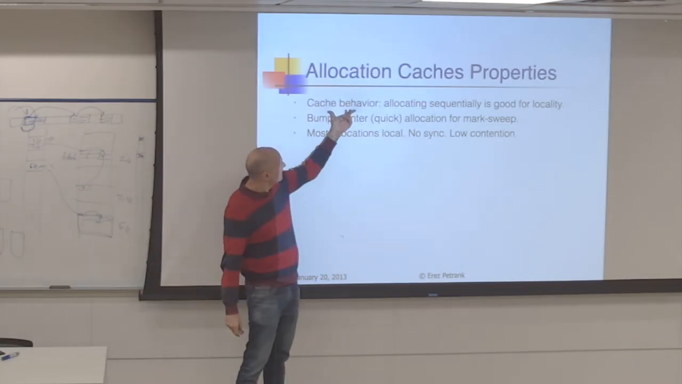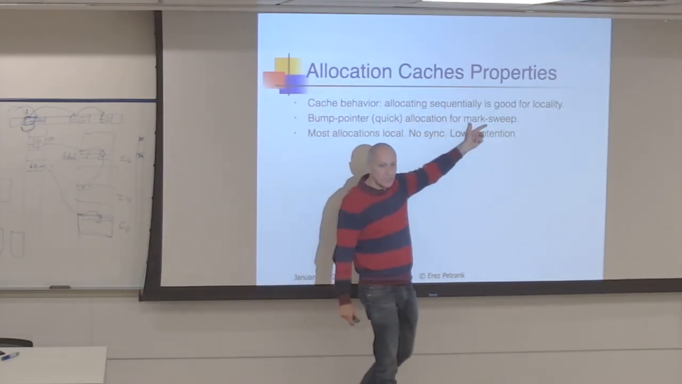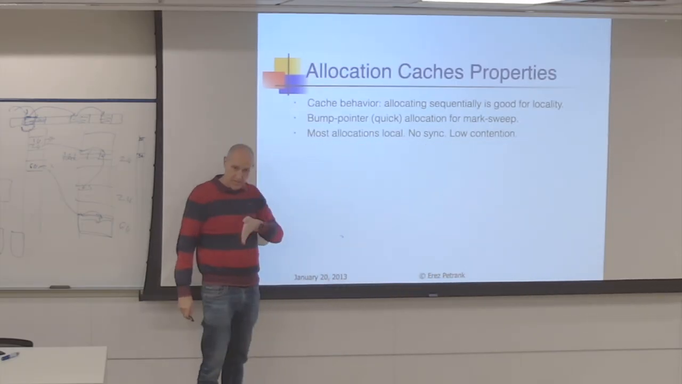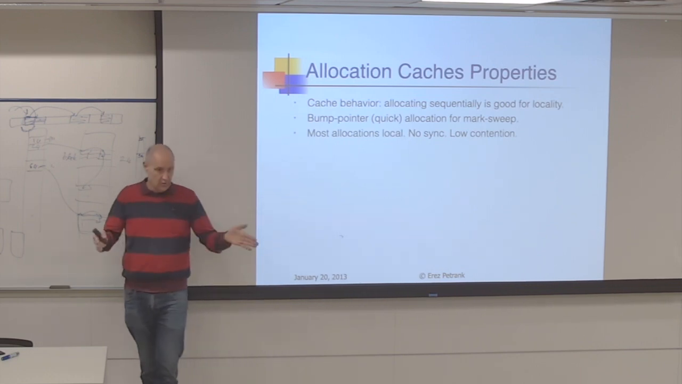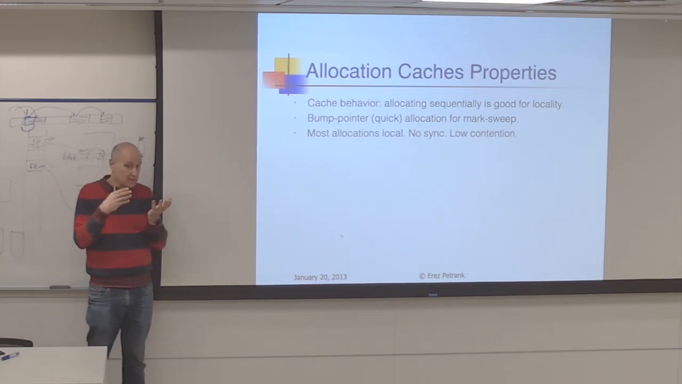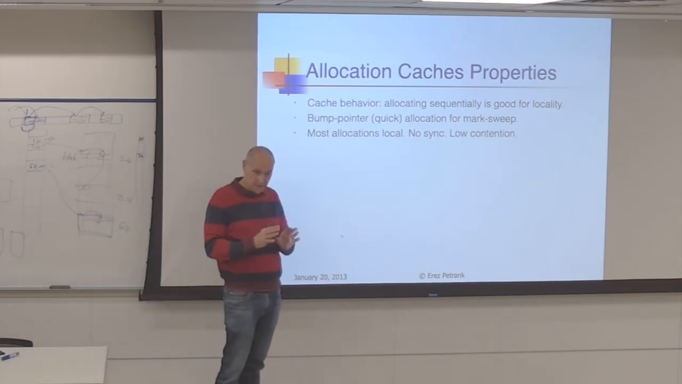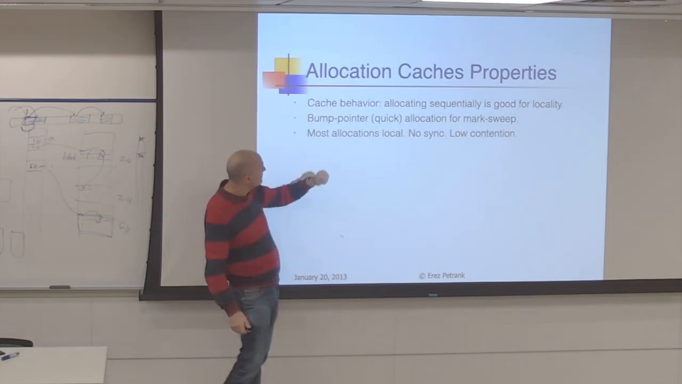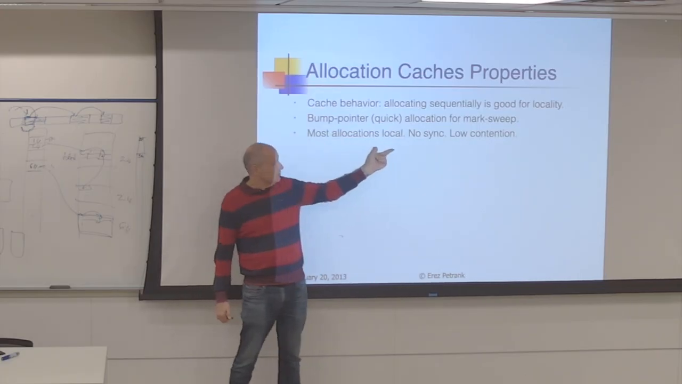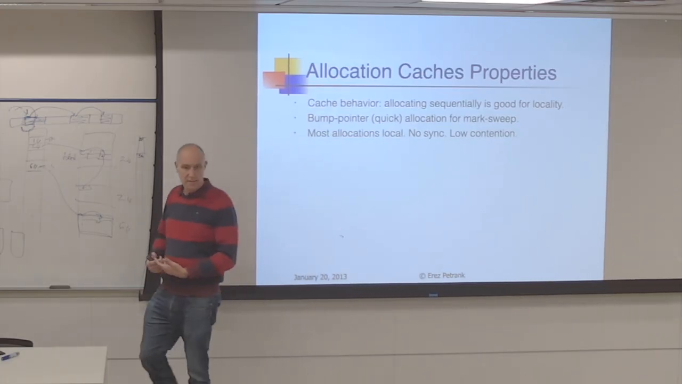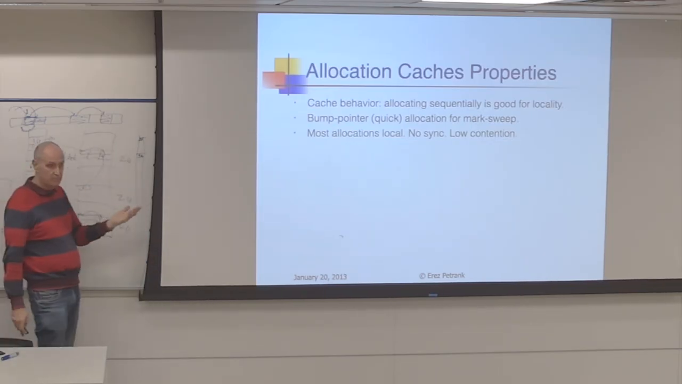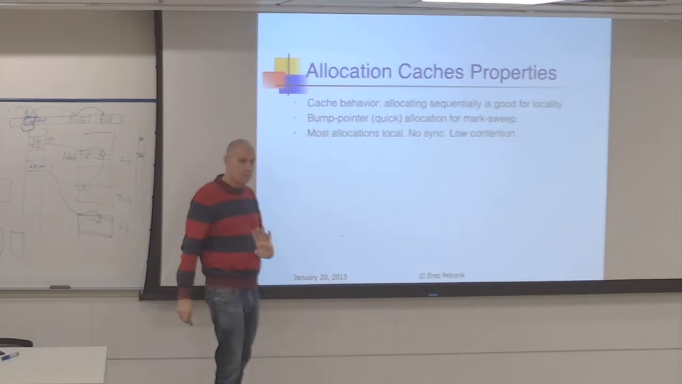Okay, so the properties, cache behaviors: allocating sequentially, like bumping a pointer, is very fast and efficient. It's very good for locality because if you allocate things one next to each other, you also touch them many times in the order you allocate them, and you have good locality. Bump pointer allocation is quick, and most allocations are local. So you don't have to synchronize, there's no contention. Usually, if you get a new cache, then you do contend. But usually you allocate from your local private cache.